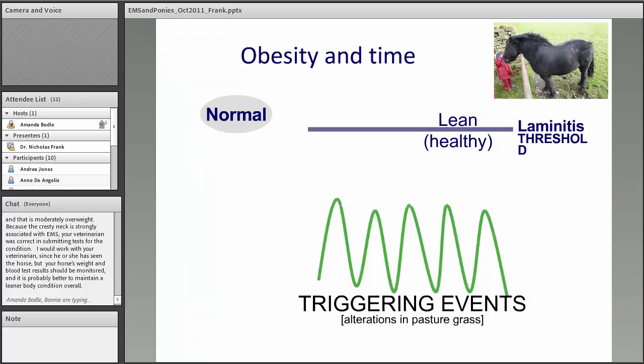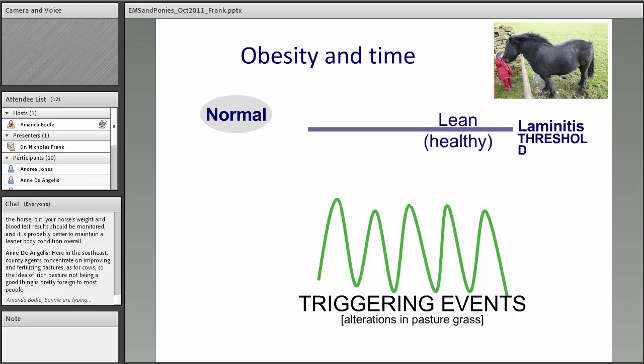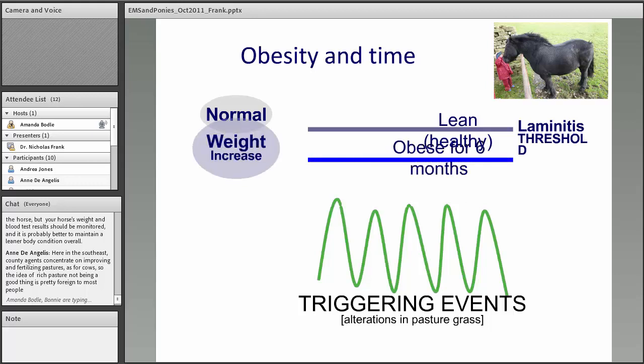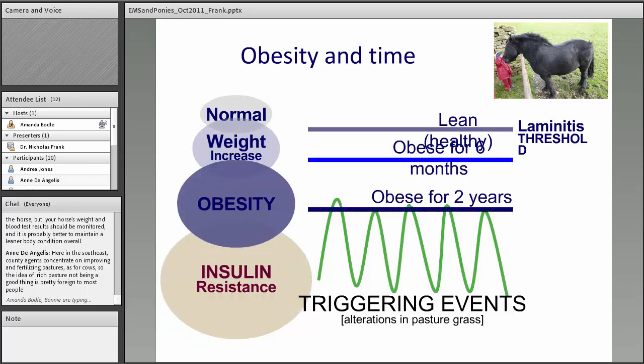So again, if we look at obesity, one of the major factors is the time that the animal remains obese. If we look at this diagram again, the animal out on pasture is potentially experiencing triggering events for laminitis, and over time, if the animal stays in an obese state, obesity will lower the threshold for laminitis and potentially put that animal at greater risk.